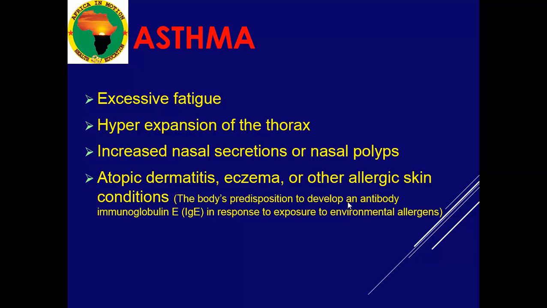Then the patient will be very weak, with excessive fatigue, hyperexpansion of the lungs and the chest because the air is trapped inside, and increased nasal secretions. The patient might develop polyps in the nostrils. Atopic dermatitis, eczema, and other allergic skin conditions might start because the immune system is increasing in numbers, and the soldiers of the body are fighting the allergens that are attacking the body.